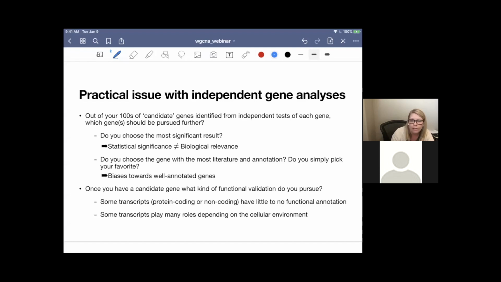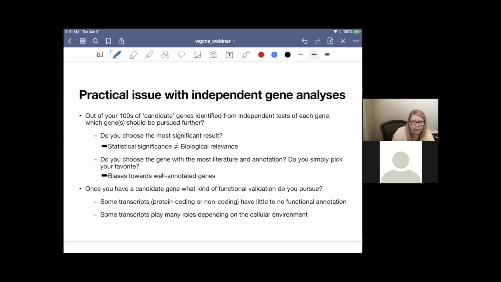We choose the one that we know the most about. We choose the one that we can find the literature about, which all of this makes sense in deciding what to pursue further, but it also biases some of our further functional studies to only those genes that are well annotated. And some of these genes that have little annotation, or some of these non-coding genes that we don't know what they do, tend to fall by the wayside.